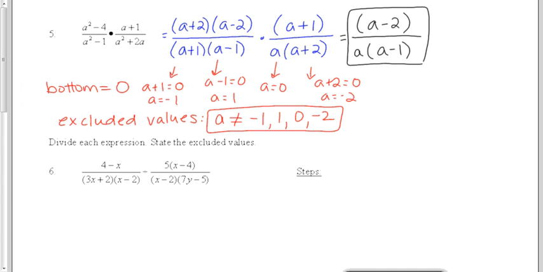So for this one, I factored the top and the bottom of each fraction. To find my excluded values, I set the bottom equal to 0, and for my excluded values here, I got a could not be equal to -1, +1, 0, and -2, because that's where all the denominators were 0. Then I had to go back and do some reducing. So I looked for factors in common on the top and bottom, and I could get rid of my a plus 2 on the top and bottom, and I could get rid of my a plus 1 on the top and bottom. So my final answer, I had a minus 2 left on the top, and a times the quantity a minus 1 left on the bottom, and I'm done.